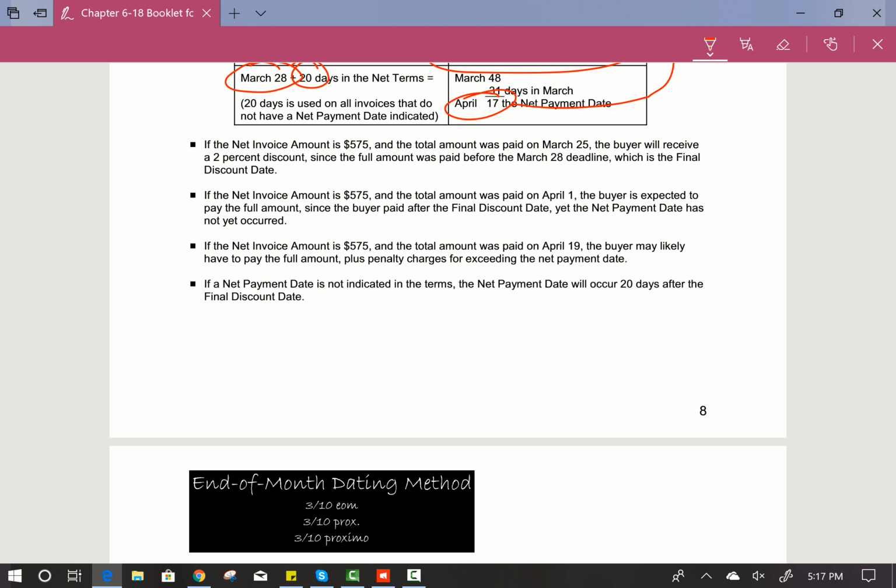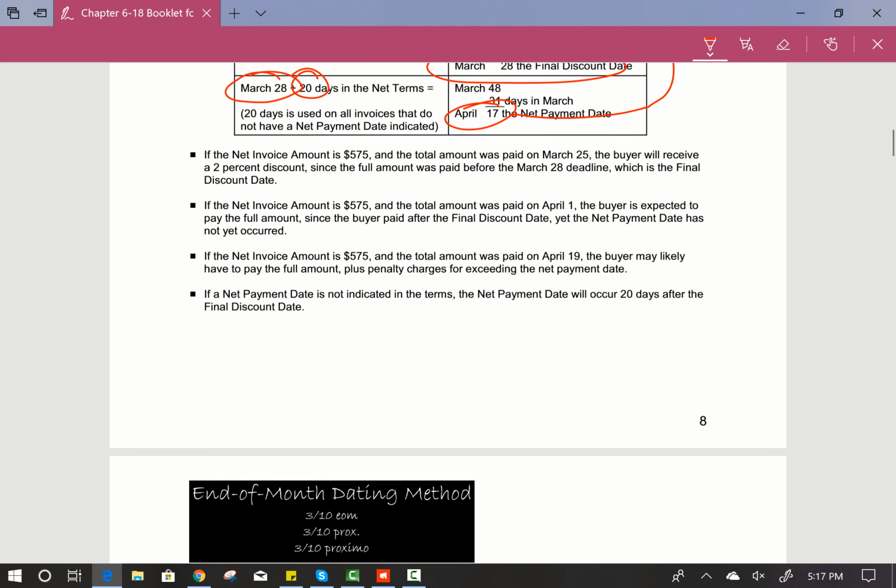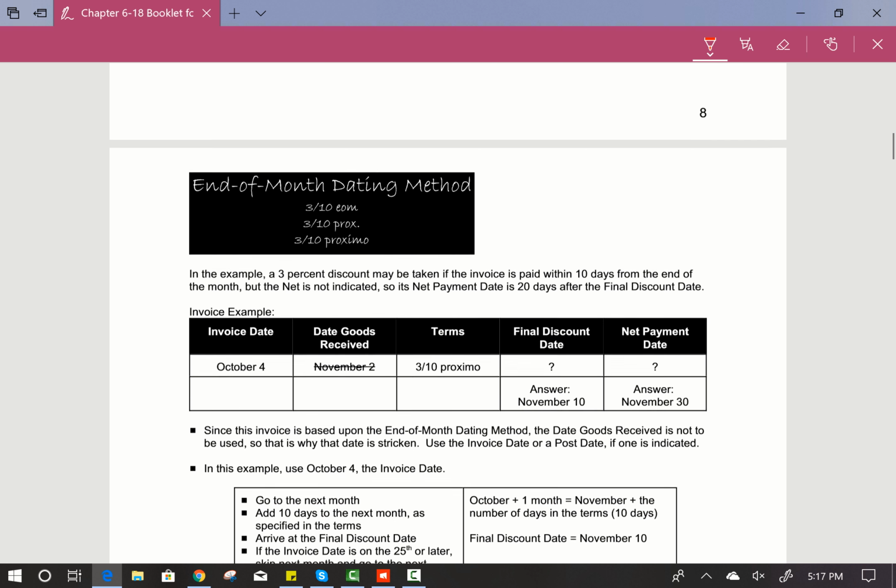If the net invoice amount is $575 and the total amount was paid on April the 19th, 2 days after the net payment date, then the buyer will have to pay the full amount plus penalty charges for not making a timely payment. If a net payment is not indicated in the terms, just as is the case with all of the invoices, the net payment date will occur 20 days after the final discount date.